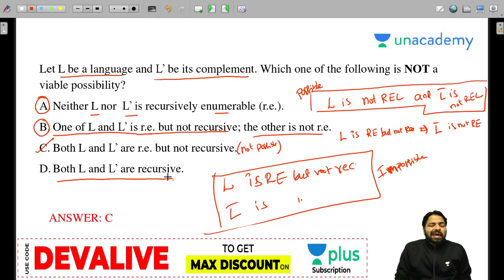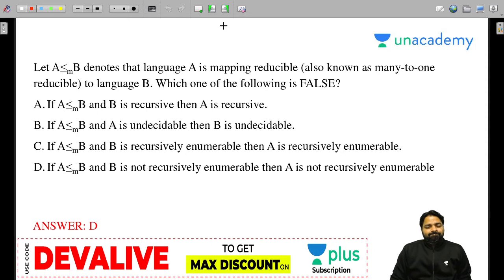Both are recursive. L and L complement are recursive. Are both possible? Yes or no? Yes. So we don't choose that. Okay, let's go to the next one.